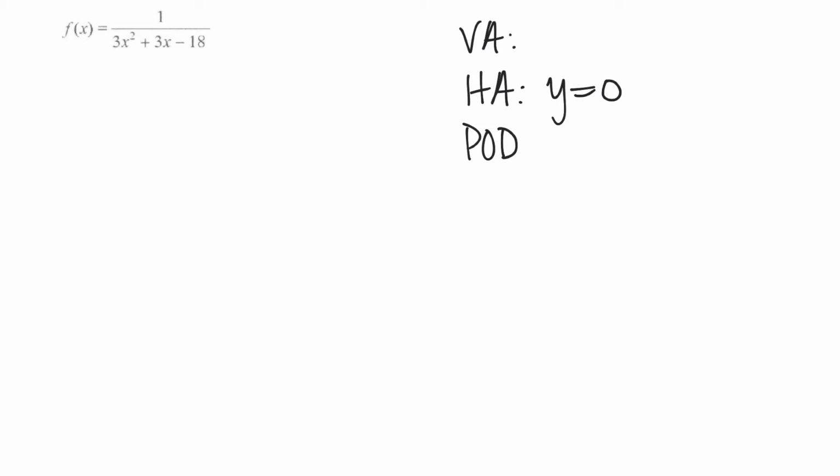So to find vertical and POD, I know there's no chance of having a POD. Why do I know that? Well, I know that because there's no factor of x in the numerator, so there's nothing that can cross out. So there's no chance of having a POD.